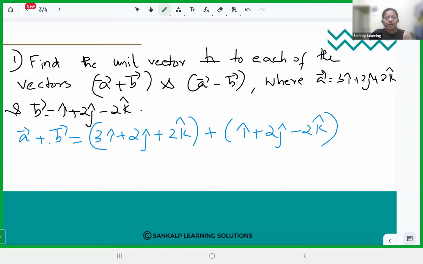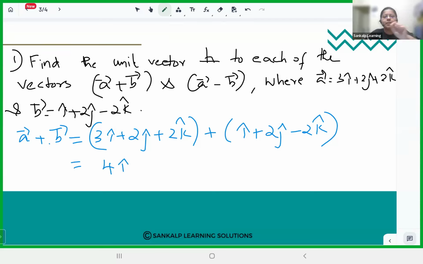Now what you have to do? You have to add the corresponding components. You first take the i component. What is the i component of the first vector? It is 3. And what is the i component of the second vector B? It is 1. That means 3 plus 1, it is 4i. That's how you will find out the addition of vectors.